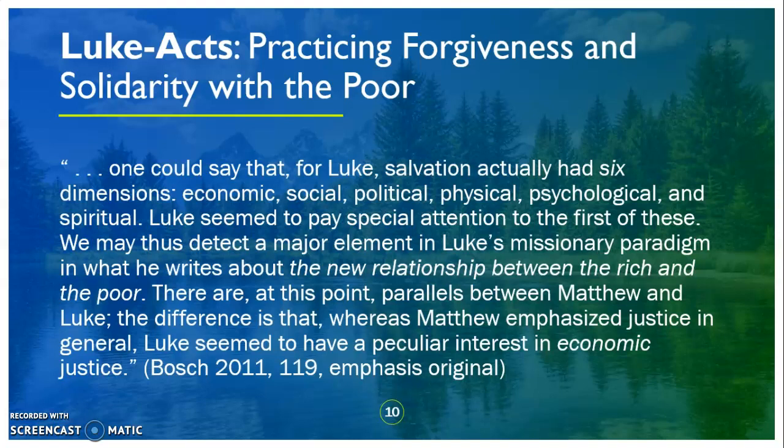So here Bosch goes on to say, we may thus detect a major element in Luke's missionary paradigm in what he writes about the new relationship between the rich and the poor. There are, at this point, parallels between Matthew and Luke. The difference is that whereas Matthew emphasized justice in general, Luke seemed to have a peculiar interest in economic justice. And that's something you can study on your own.